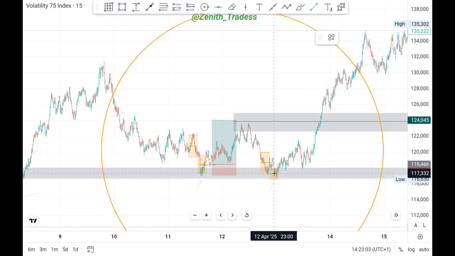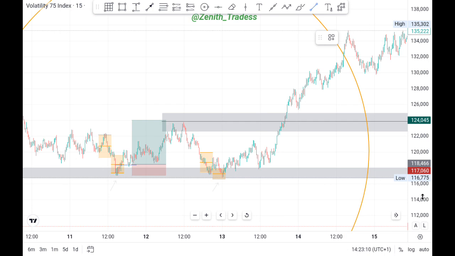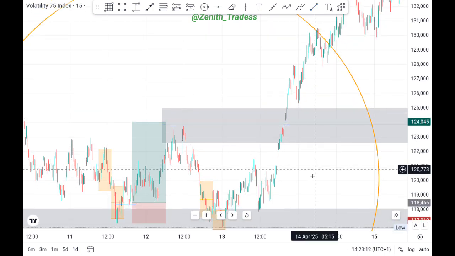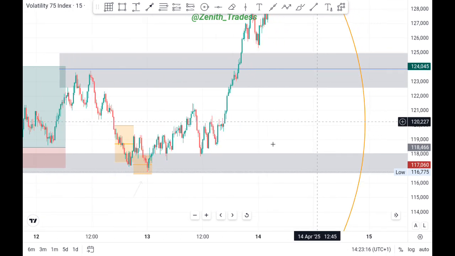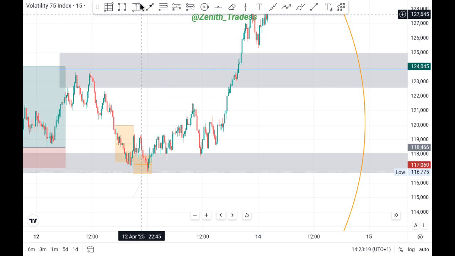You can see how we enter there. You can see here too, 50% or change in state of delivery. Let me bold it so that we can see it clearly. It closes inside, so 50%, or where we see a change in state of delivery happen here, right? This candle engulfed the previous candle. So we don't expect price to go below this candle.